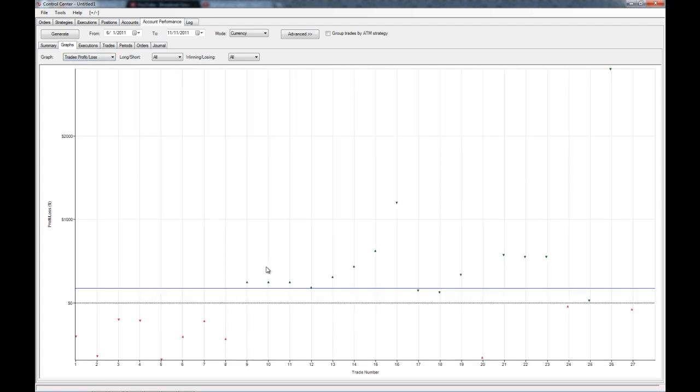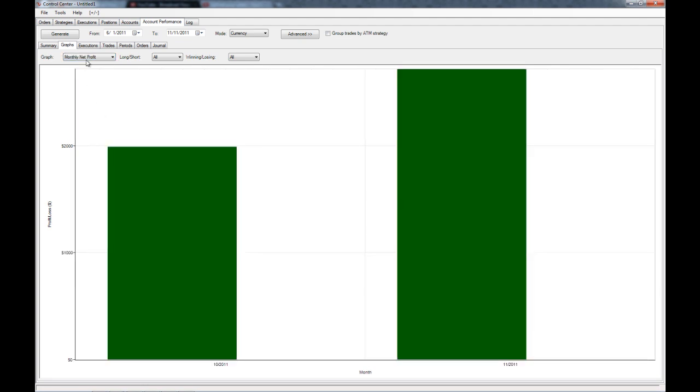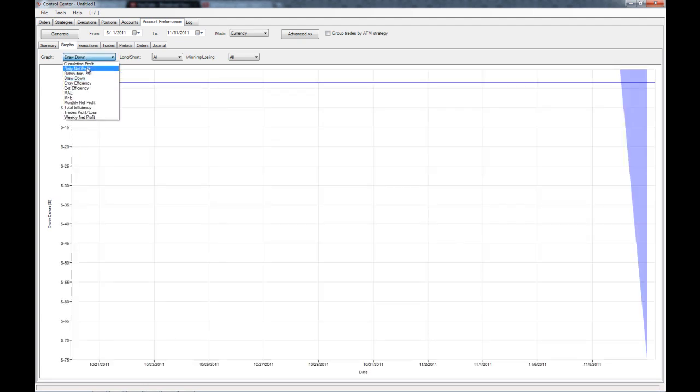We have our trade profit and loss. This is just going to plot the profit and loss of each trade. And drawdown is one that's really good to see. You can see exactly how much drawdown you had against your overall account balance.